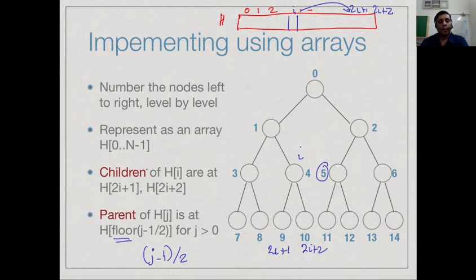So therefore, I can now do all my heap manipulation within an array, which is very convenient. I just have to write an array, and then whenever I do these operations which involve walking up or down the heap, I just use this 2i plus 1, 2i plus 2 formula, or I use this floor of (j minus 1) by 2 formula.